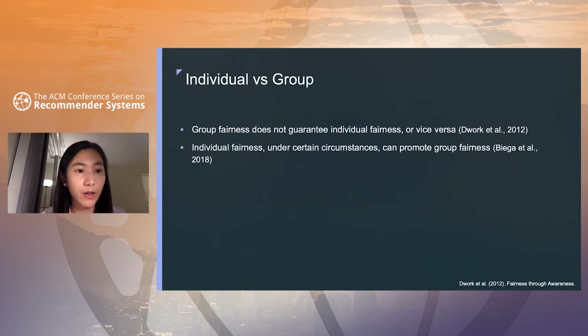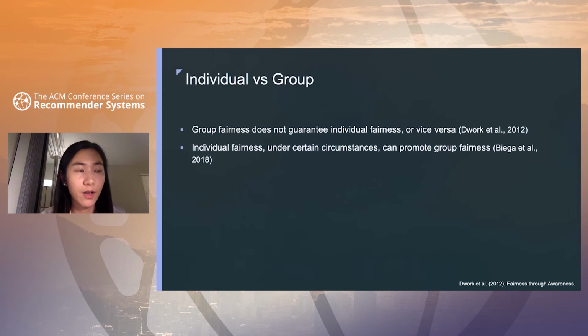Group fairness and individual fairness are different, but they are somehow connected. First of all, group fairness does not guarantee individual fairness or vice versa. Individual fairness under certain circumstances can promote group fairness.